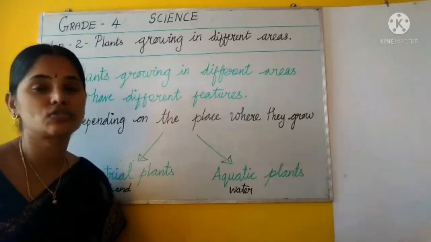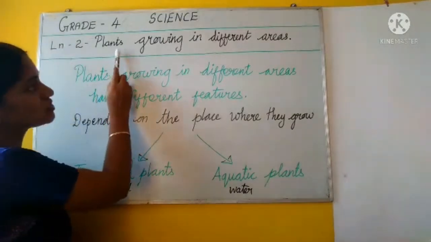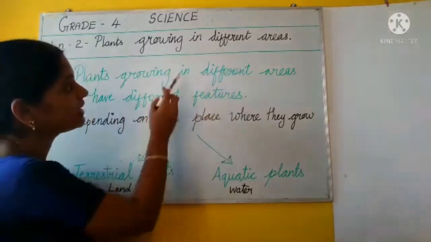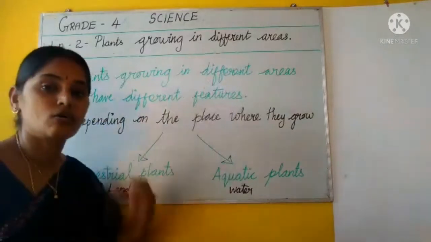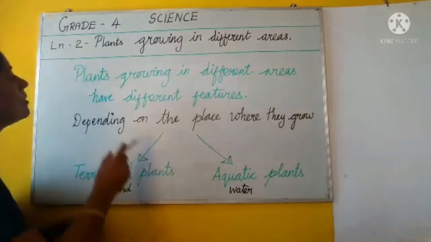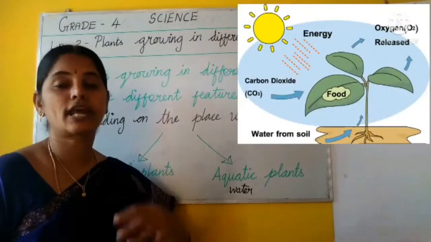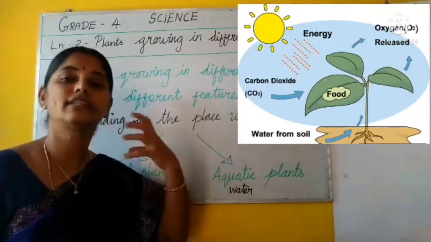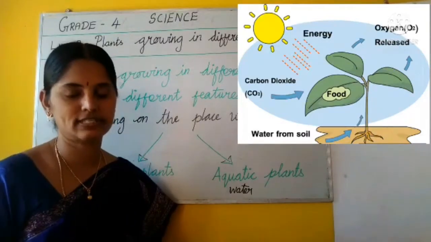Today we are going to study about plants. Lesson 2, plants growing in different areas. This is one of the interesting lessons in our book. In our first lesson, what did we study? We studied about plants, how they prepare their food, and where they are storing the food. All those things we studied in our first lesson, isn't it?